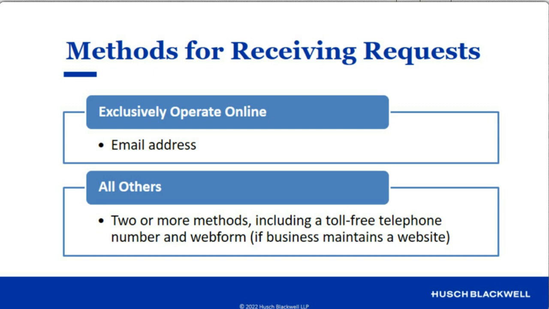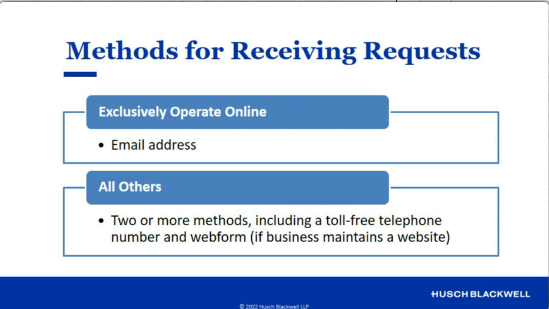For a business that operates exclusively online, the business only needs to provide an email address for receiving a request. For all other businesses, they must provide two or more methods for receiving a request. One of those methods must include a toll-free number, and if the business maintains a website, a method for submitting a request through the website also must be present, so like a web form.